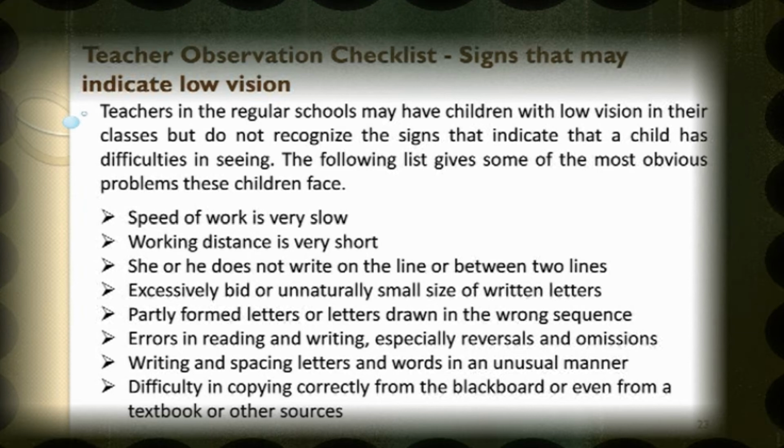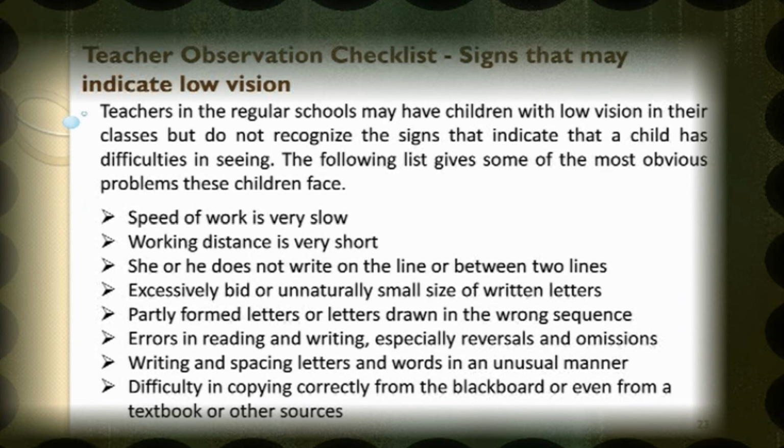Speed of work is very slow. Working distance is very short. She or he does not write on the line or between two lines. Excessively big or unnaturally small size of written letters. Partly formed letters or letters drawn in the wrong sequence. Errors in reading and writing, especially reversals and omissions. Writing and spacing letters and words in an unusual manner.